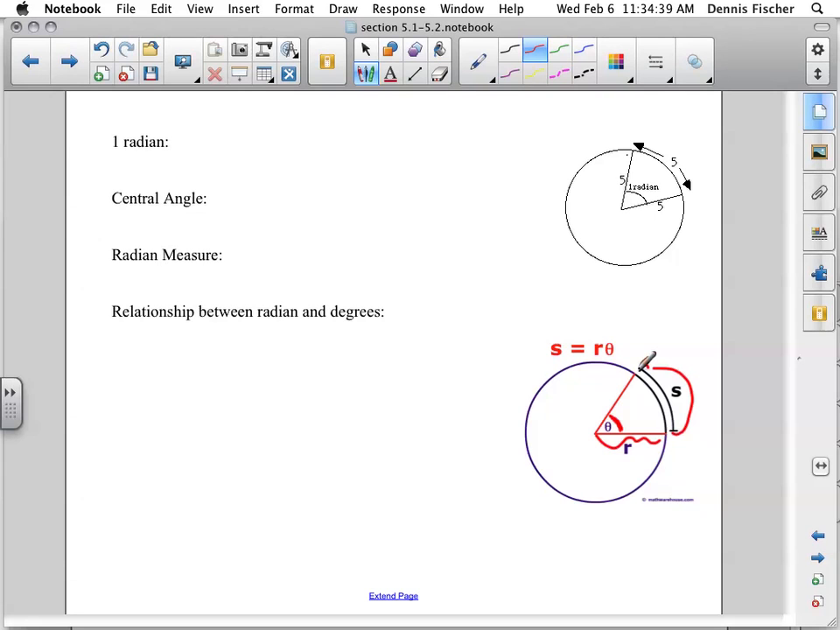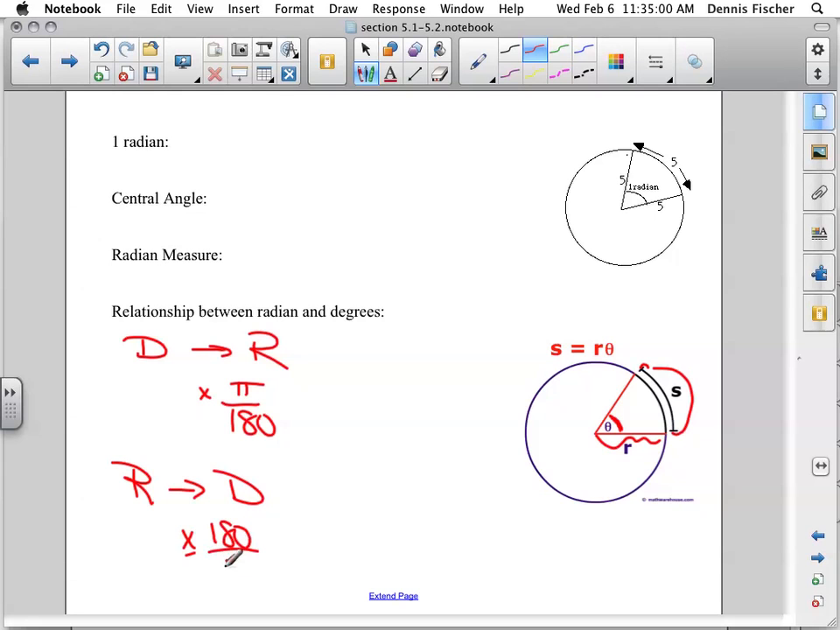How do I know a circle has 2 pi radians? Well, you should have converted the relationship between radians and degrees. To go from degrees to radians, we multiply by pi over 180, correct? To go from radians to degrees, we multiply by 180 over pi, correct? Remember that?